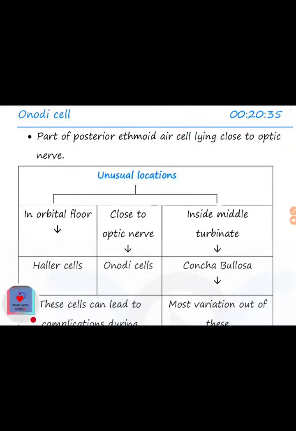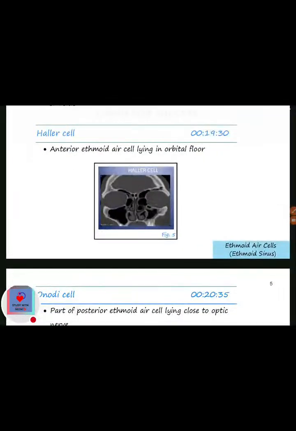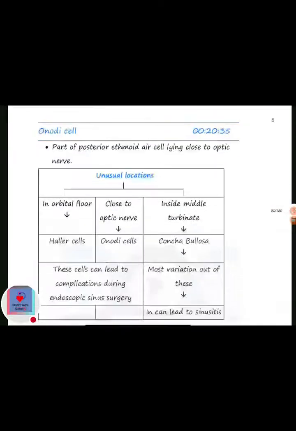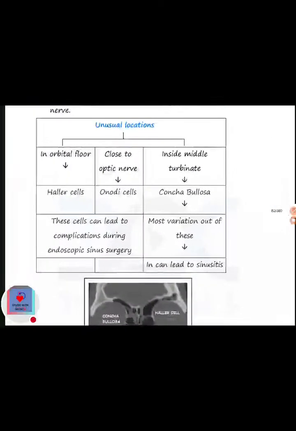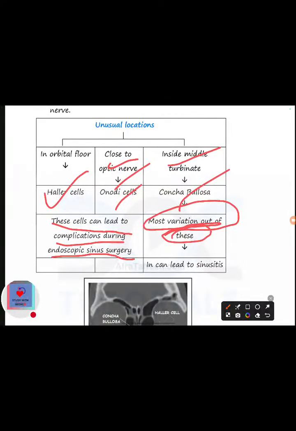The other is Haller cell. It is in the floor of the orbit. Unusual locations: orbital floor, Haller cell; close to optic nerve, Onodi cell; inside middle turbinate, concha bullosa. These cells can lead to complications during endoscopic sinus surgeries. And most variations out of these can lead to sinusitis.